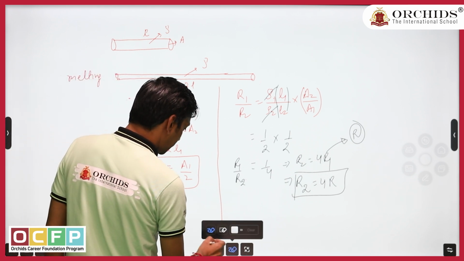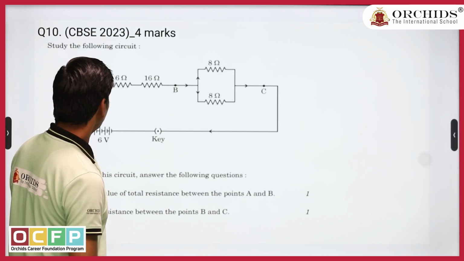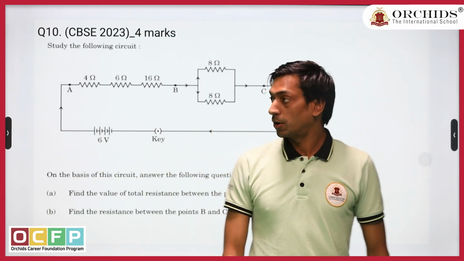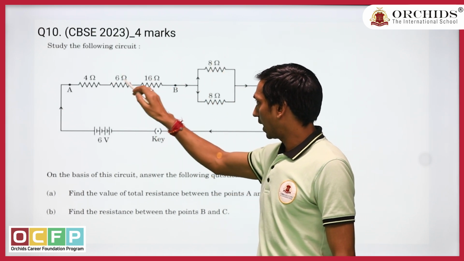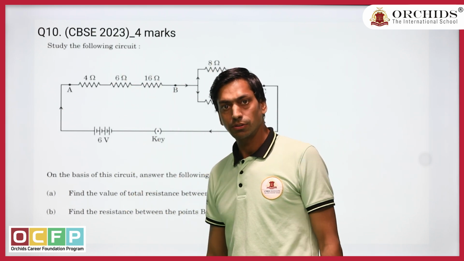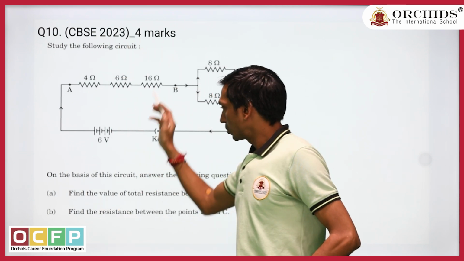So now the next problem we are having is question number 10. Now this question is based upon the hybrid circuit. Now you can see these 3 resistors are in series, these 2 are in parallel, and this combination is further in series. So this we can say is a hybrid combination. 2023 4-mark question. So the circuit is given.